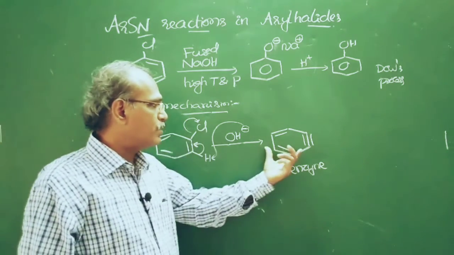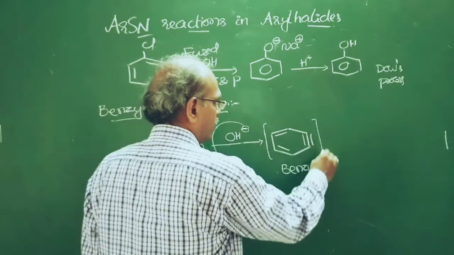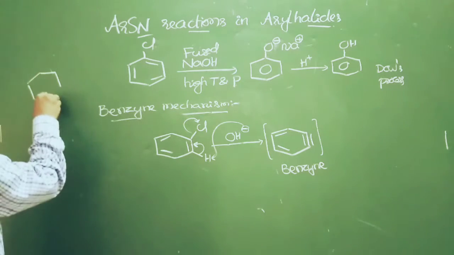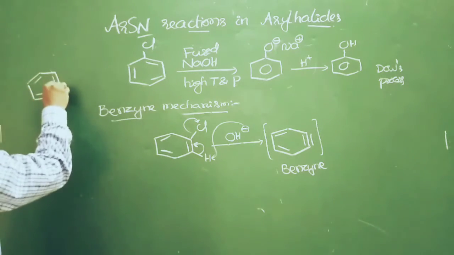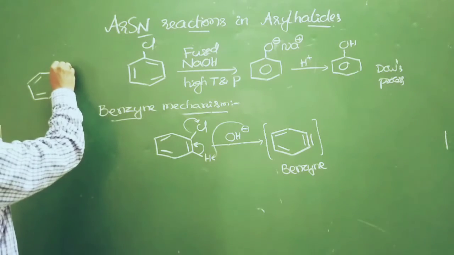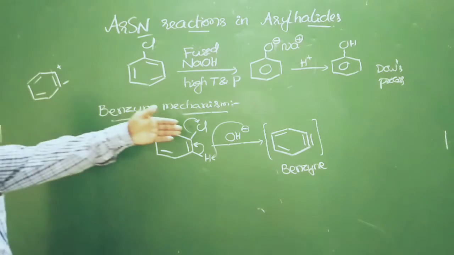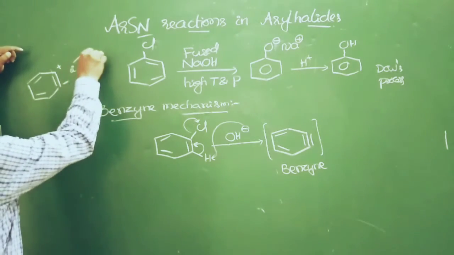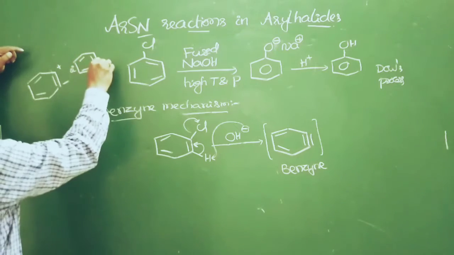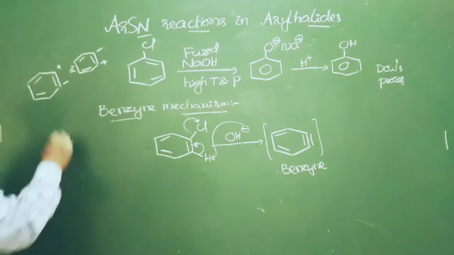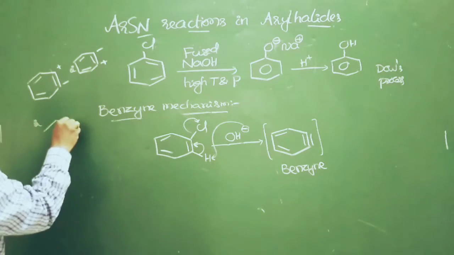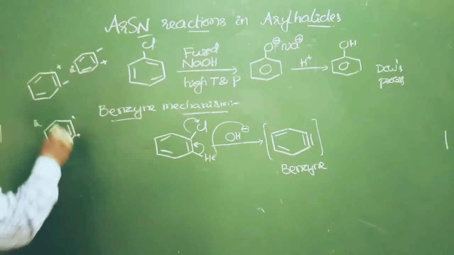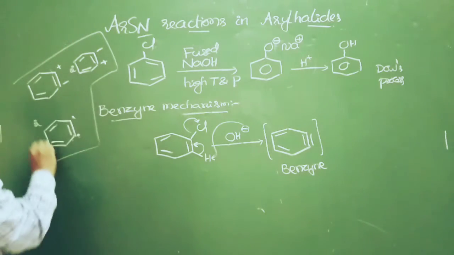Actually its structure is not known exactly, it is uncertain. It is supposed to exist as, see, there are two structures proposed for this. In this benzyne, the upper carbon may have a positive charge or the lower carbon, either this ionic structure, or there is another proposal, a free radical structure. There are two proposals for the structure of benzyne.